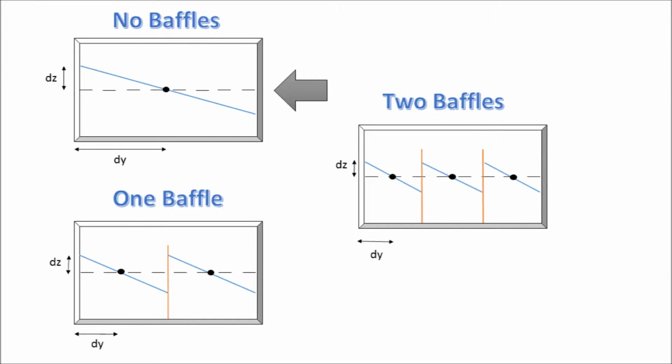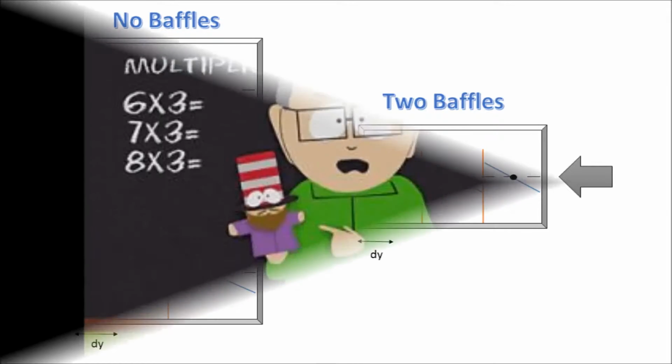For the first one we have no baffles, so there's a change in z and a change in y. And then for the second one we have one baffle. You can see that the change in z and a change in y were actually different from the first, and it's the same thing for the change in the z and a change in the y for two baffles.